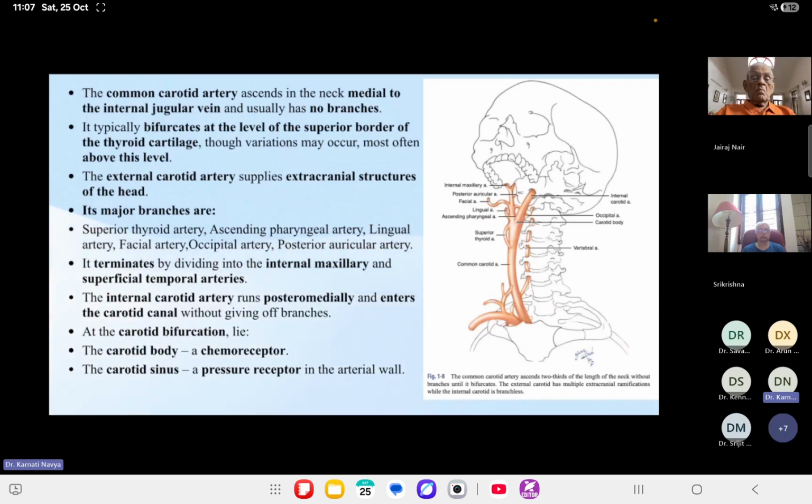The external carotid artery supplies the extracranial structures of the head. Its main branches are the superior thyroid, ascending pharyngeal, lingual, facial artery, occipital artery, and the posterior auricular artery. It terminates by dividing into the internal maxillary artery and the superficial temporal artery. Whereas the internal carotid artery runs posteromedially and enters the carotid canal without giving off any branches. At the carotid bifurcation, there is a carotid body, which is a chemoreceptor, and also a carotid sinus, which is a pressure receptor in the arterial wall.